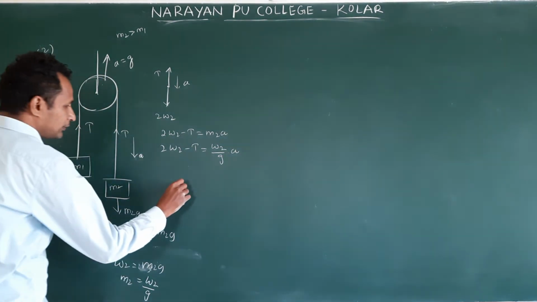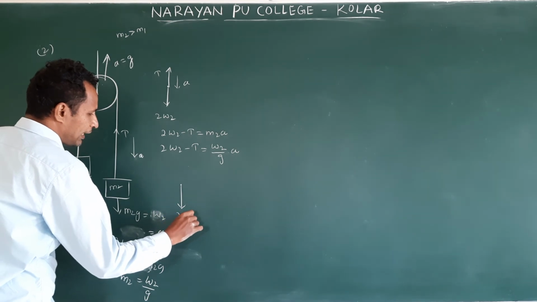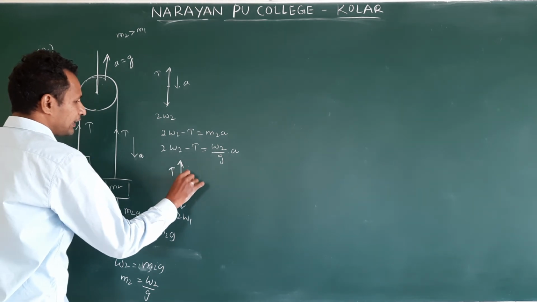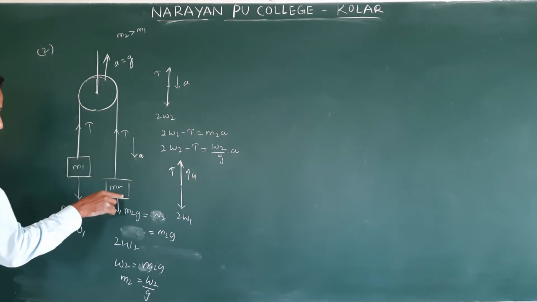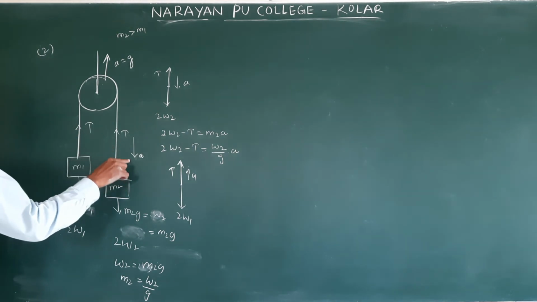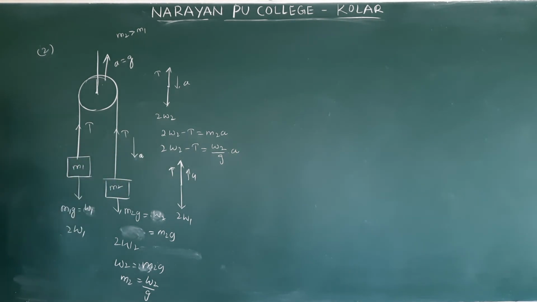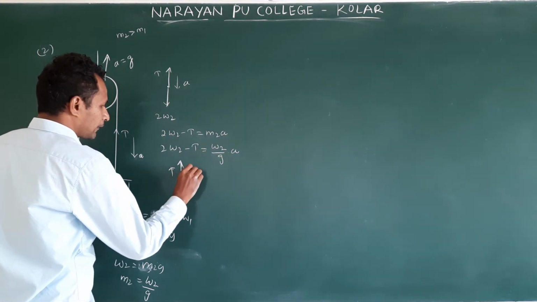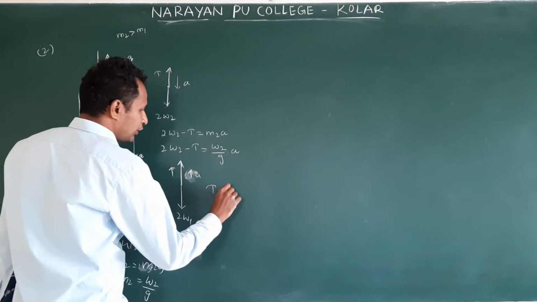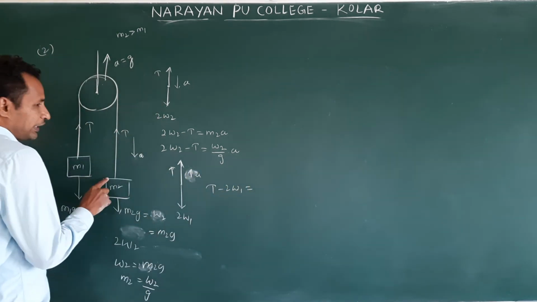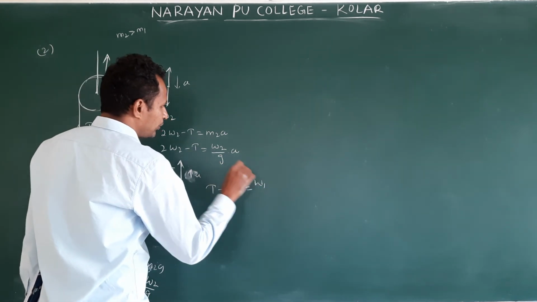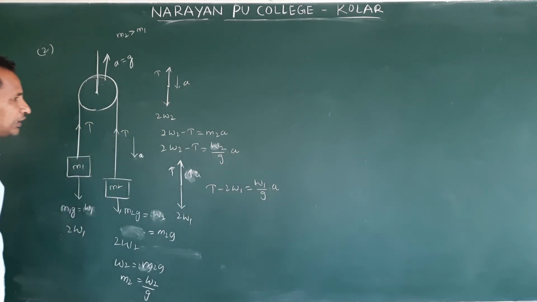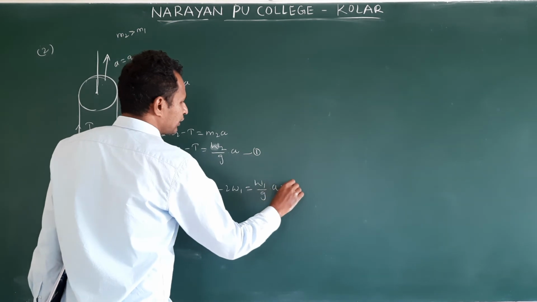Similarly, for the first object, free body diagram: 2W1 acting downwards, tension acting upwards, right? This body is going down and this is going up with the same acceleration. Then how do you write? T minus 2W1 is equal to M1 into a. M1, how do you write? Similarly, W1 by g into a. Right? This is equation 1 and equation 2.